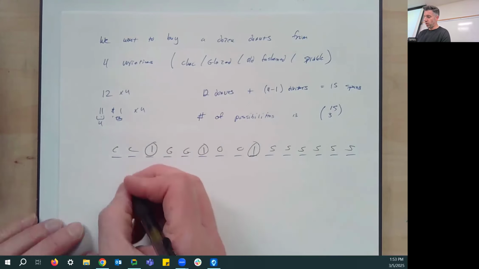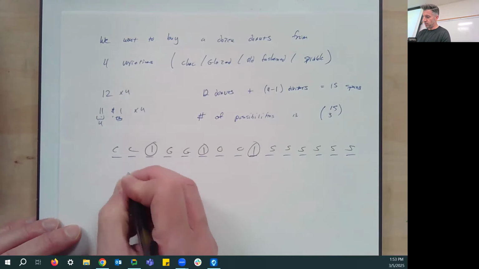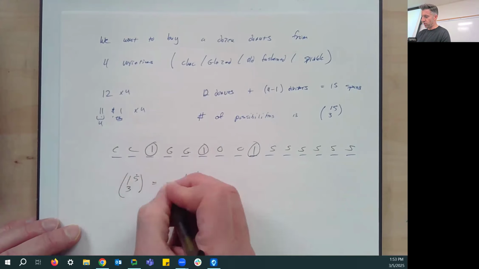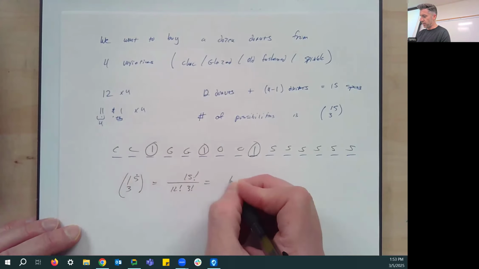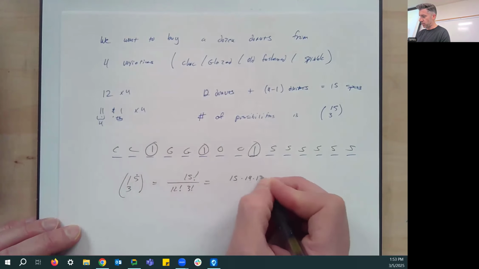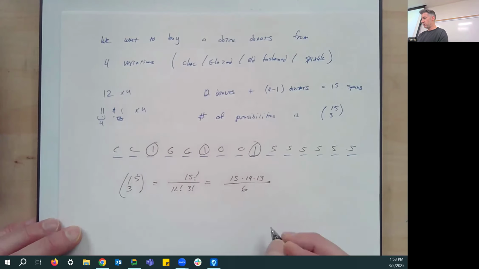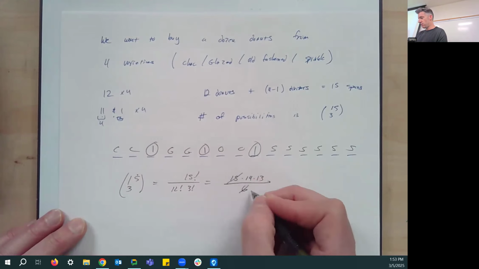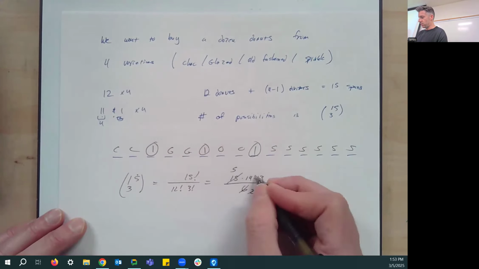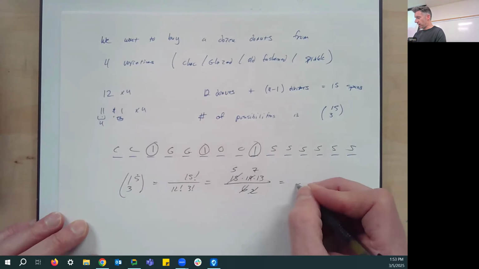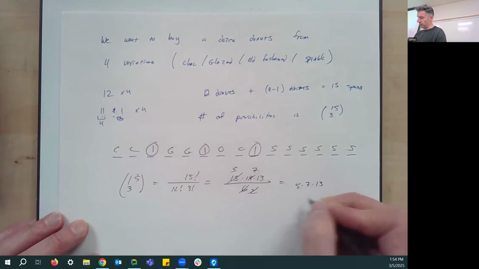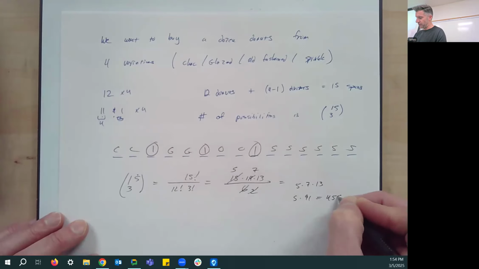And that's going to equal, let's see, 15 choose 3 is 15 factorial over 12 factorial times 3 factorial, which is just 15 times 14 times 13 divided by 6. Cancel a 3. Cancel the 2. You get 5 times 7 times 13, which is something. 5 times 7 times 13 is 5 times 91, which is 455.